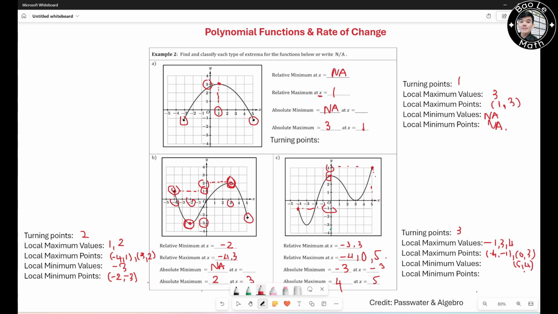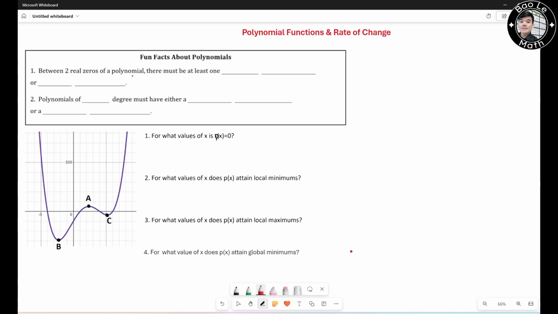5, 4. Now local minimum values, we have this guy is the minimum values, local minimum values, which means negative 3, and this guy right here, 0, right? So we have 0, negative 3. Local minimum points is going to be the coordinate of the local minimums. So it's going to be negative 3, negative 3. And 3, 0. Right? Now let's move on to the next one.